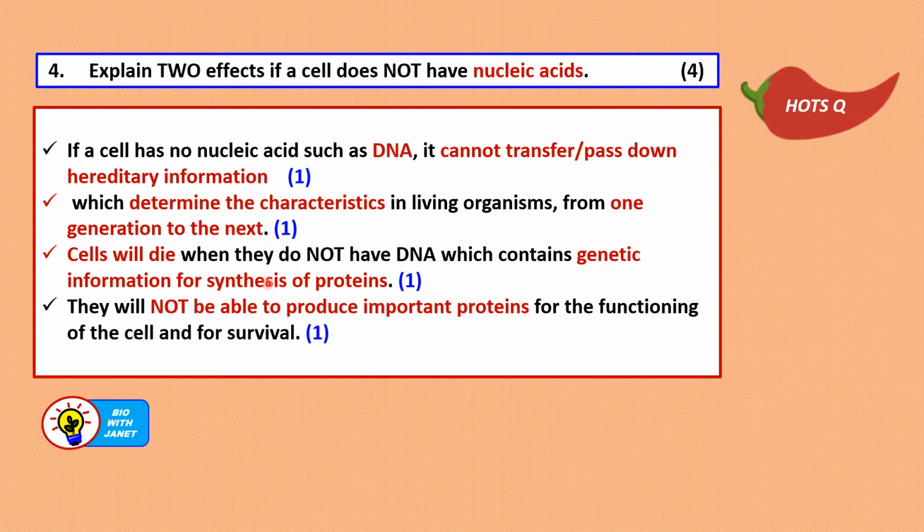Now, secondly, cells will die when they do not have DNA, which actually contains genetic information for synthesis of proteins. Because without DNA, there's no genetic information for synthesis of proteins, and cells will not be able to produce important proteins for the functioning of the cell and for survival, right? So these are the two effects if there is no DNA. All right, firstly, cannot pass down hereditary information from generation to generation. And secondly, they will die because they cannot produce the proteins needed for the functioning of the cell.